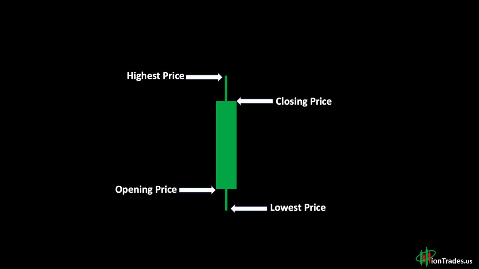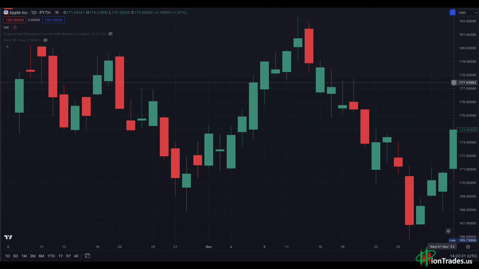The close refers to the price at which an asset ended a specific time, often at the end of a trading day. Now, let's look at the daily stock chart for Apple. This single candle symbolizes one entire day, and the closing price for that day was $177.